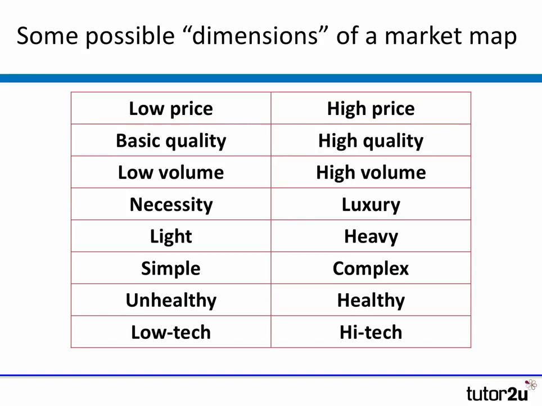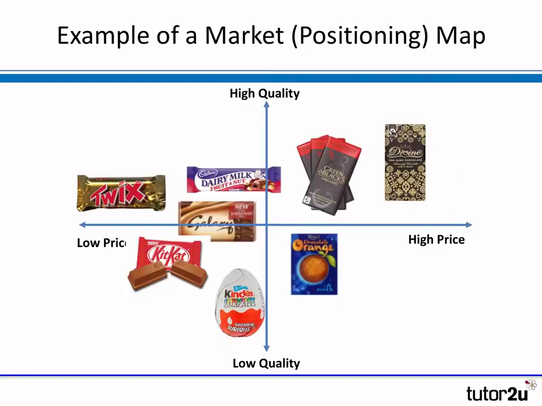For example, a product could be a necessity, or it could, at the other end of the scale, be a luxury. It could be very low tech, it could be very high tech. So what a market map or a positioning map tries to do is to map the different positions or value propositions of products based around a selection of two dimensions. And clearly, the dimensions that are chosen are subjective, as is the position of the product on the positioning map.